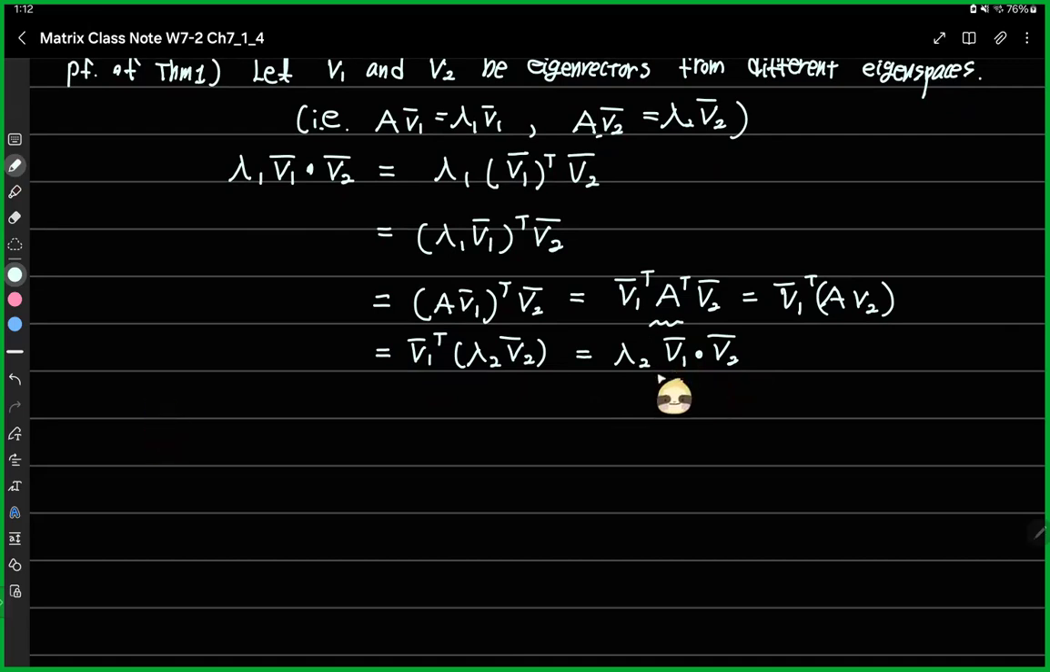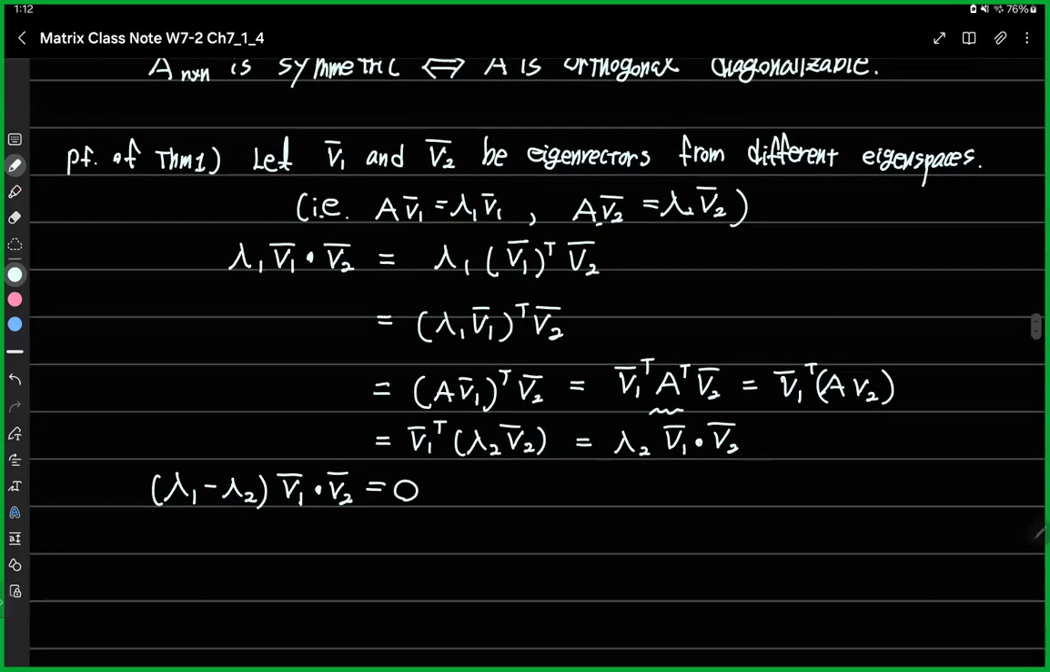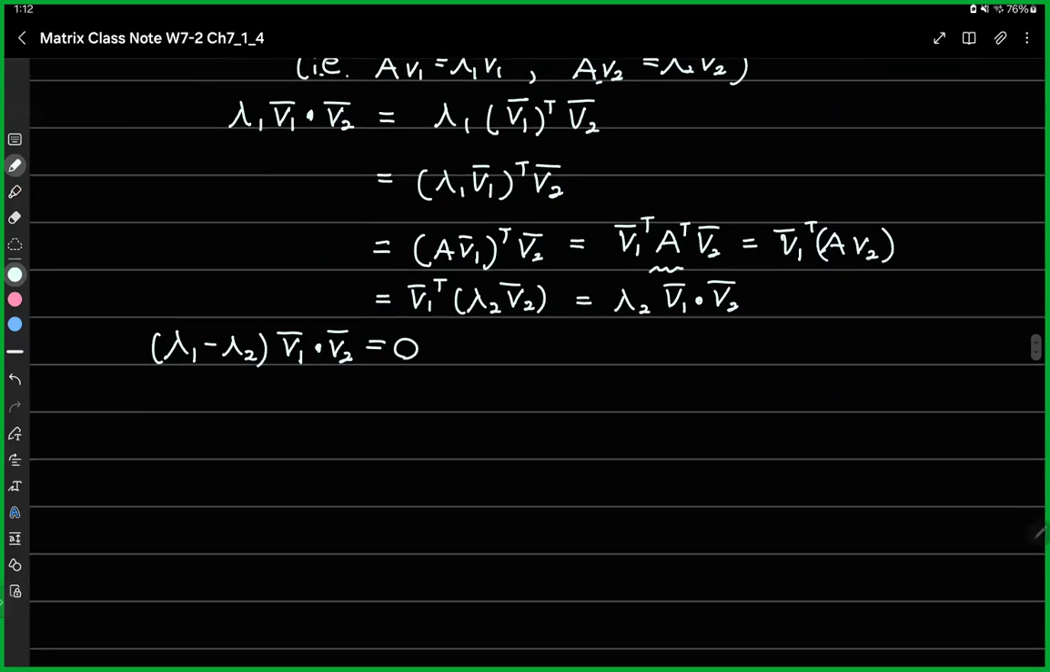So starting from this one, we got this. Now move this to the left-hand side to get 0 on the right-hand side. So we get lambda 1 minus lambda 2 times V1 dot V2, and this is equal to 0. Lambda 1 and lambda 2 are distinct, right, because we got V1, V2 from different eigenspaces. So the dot product V1 dot V2 must be 0. So the proof is done. V1, V2 must be orthogonal, right?